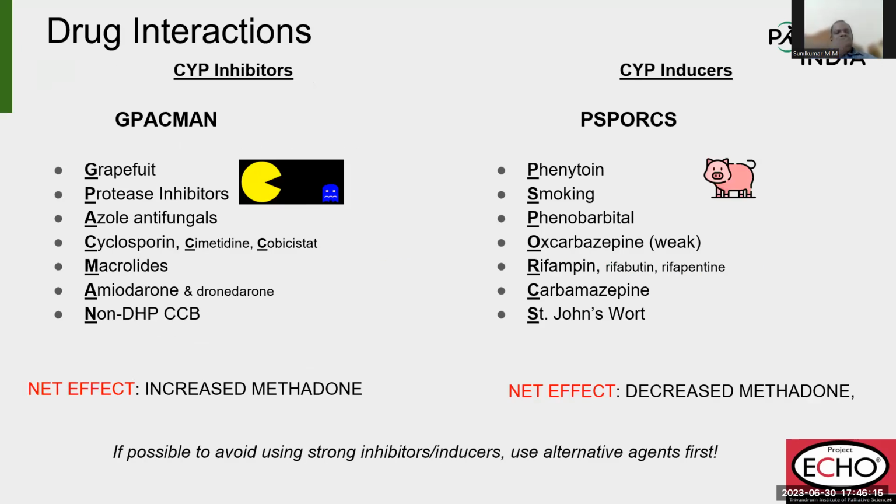So you can see these are some of the examples of cytochrome P inhibitors. Grapefruit, protease inhibitors. What are protease inhibitors? Anybody? What are protease inhibitors?